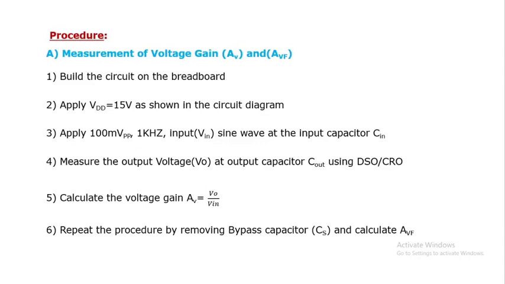How to calculate the voltage gain with feedback and without feedback? Build the circuit on the breadboard or in the Multisim software. Apply VDD equal to 15 volt. Apply a 100 millivolt peak to peak, 1 kilohertz frequency sine wave input signal. Measure the output voltage at the output capacitor. Calculate the gain. The gain is calculated as AV equal to V0 by Vin, and repeat the procedure by removing the bypass capacitor.